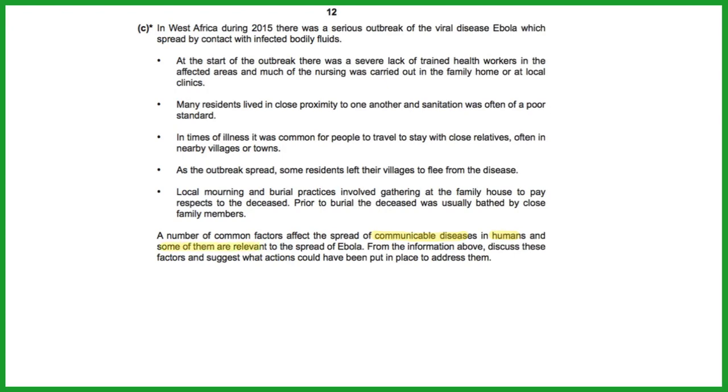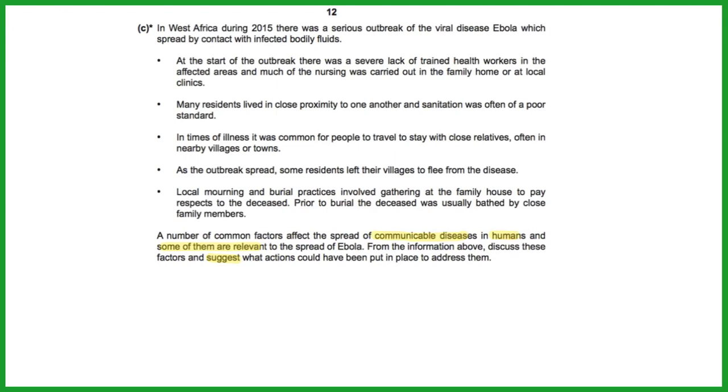From the information above, so looking at the bullet points above, discuss these factors and then suggest what actions could have been put in place which would have addressed those actions which were causing the spread. So looking at the information above, what was increasing the spread of the Ebola virus, and then what would you suggest could have been done to counteract those actions which are making it spread more easily?